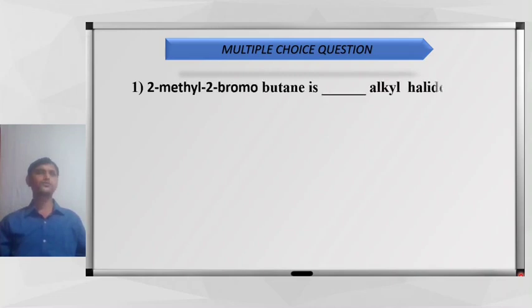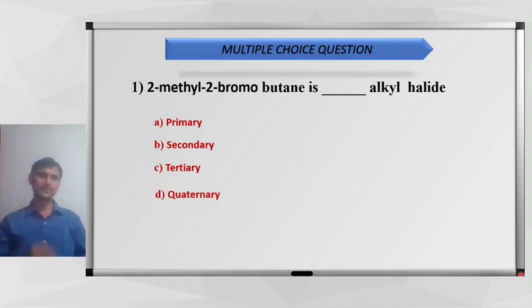2-methyl 2-bromobutane is dash dash alkyl halide. So now see the options: primary alkyl halide, secondary alkyl halide, tertiary alkyl halide, quaternary alkyl halide. So 2-methyl 2-bromobutane means there are 4 carbons, and at the 2 position there is bromine and also a methyl group. So definitely it is a tertiary alkyl halide. So this is the answer.